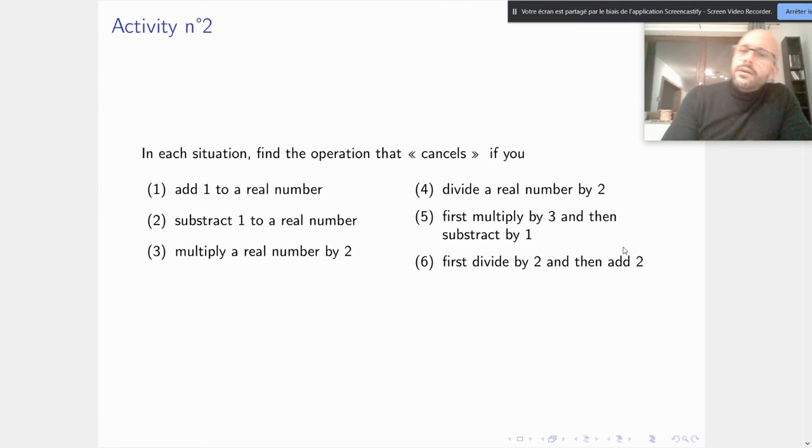To understand this pretty important property, we'll use a little activity. I give you here a list of operations, and for each one I want you to find the operation that cancels the one in the list. Some are pretty obvious, some others you have to think about a little bit. If you want to try it, put this video on pause and then we check it out.